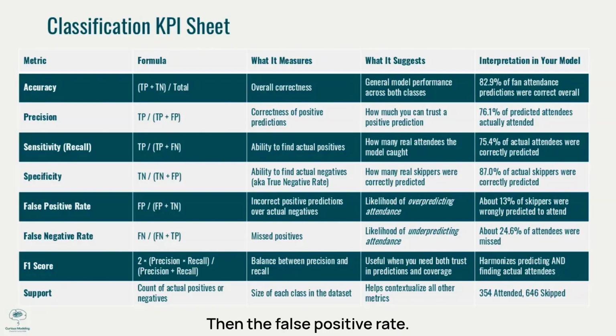Then the false positive rate. How often do we wrongly say someone would attend? So this is the likelihood of over predicting attendance. Then there's the false negative rate, which is how often we wrongly say someone would skip. So this is the likelihood of under predicting attendance.